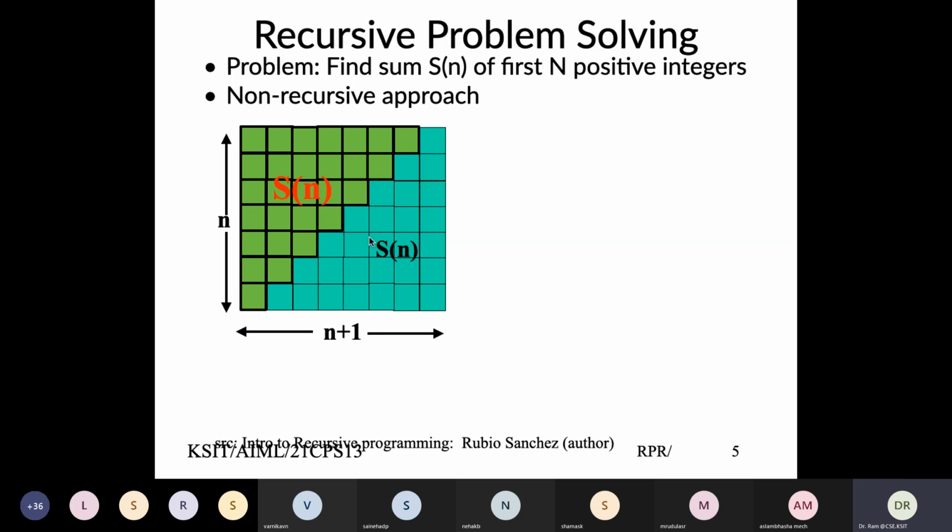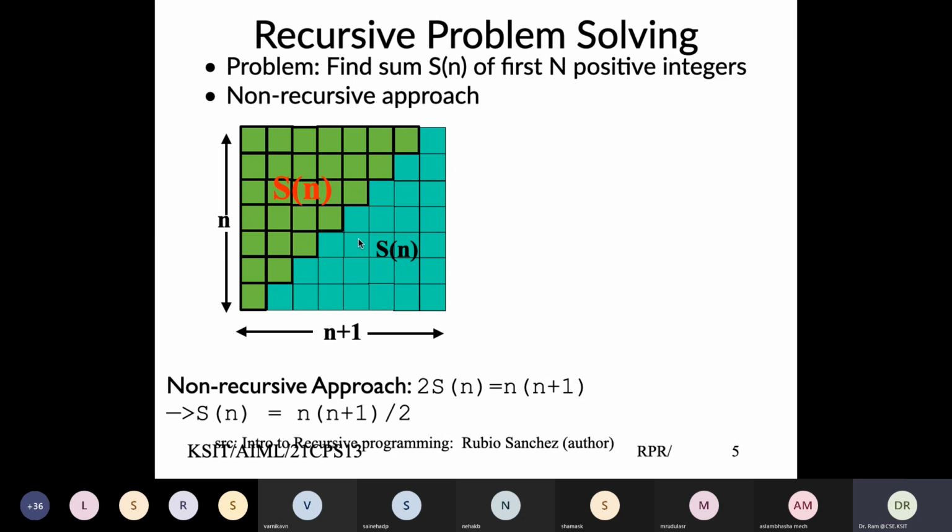N into n plus 1, and this represents the sum 2 times. This is one Sn, this another Sn. So this gives me 2 of Sn is equal to n into n plus 1, and that means my Sn is n into n plus 1 by 2, and this is what we know. This is what I call a non-recursive approach. The area of this rectangle, or this stepwise arrangement, or sum of numbers 1 to n, is n into n plus 1 by 2.